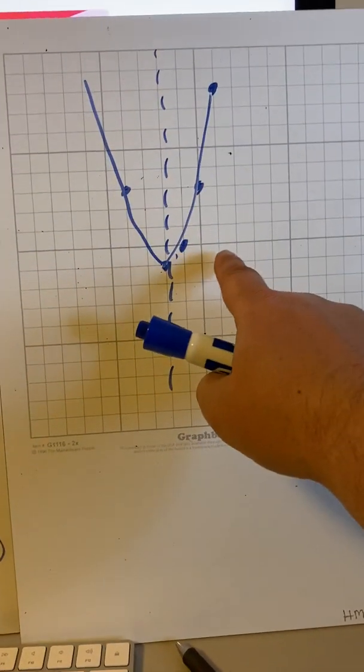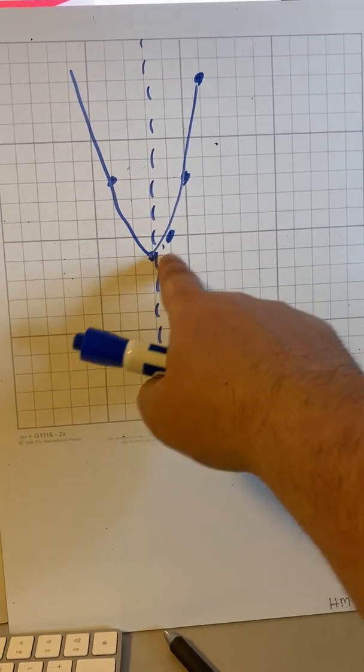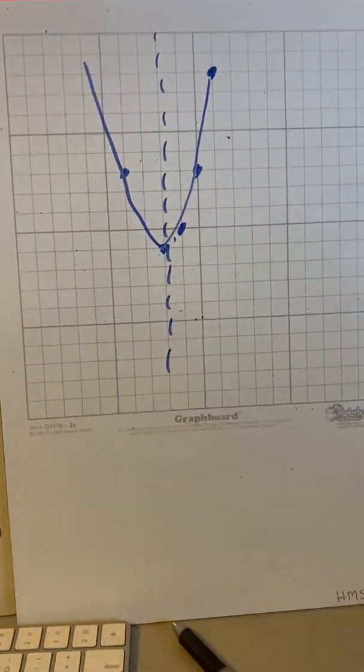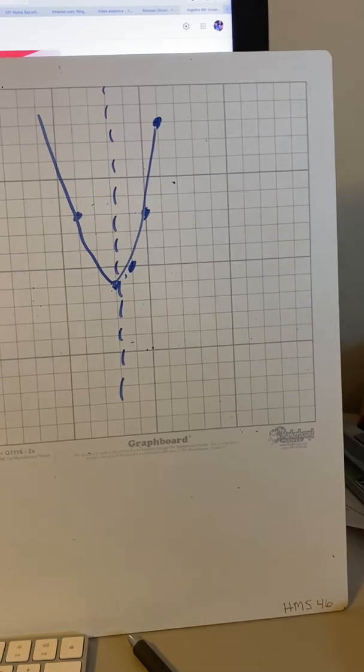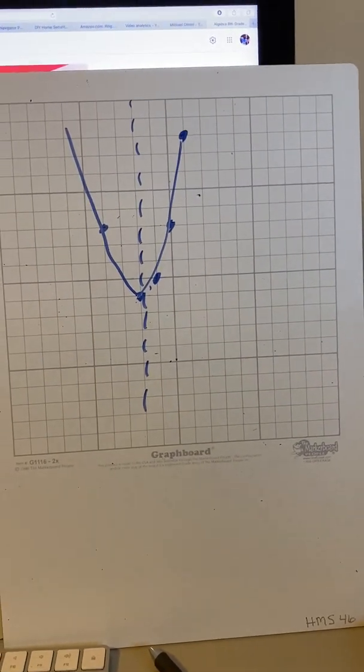Your line of symmetry is negative 2. In this case, it's going to be right in there. Or you could say that your vertex is negative 2, negative 1.